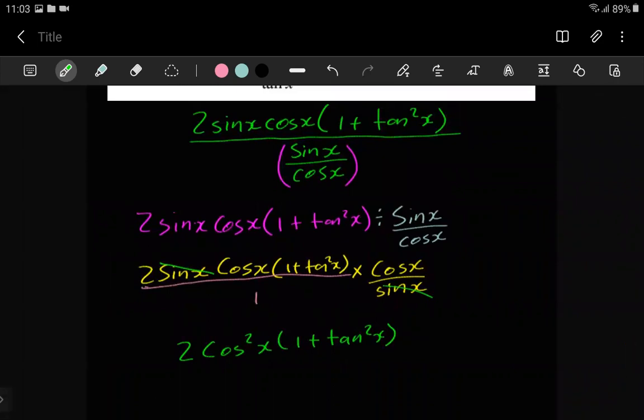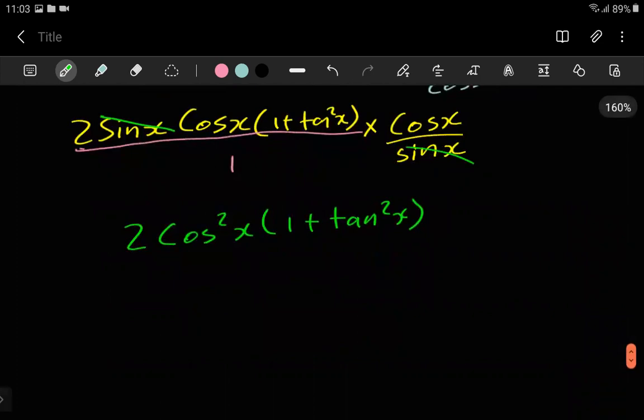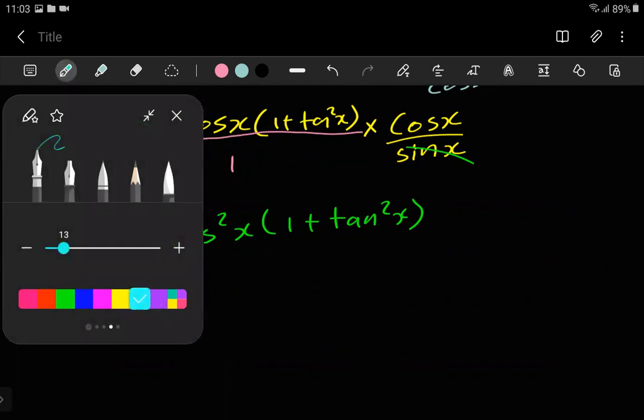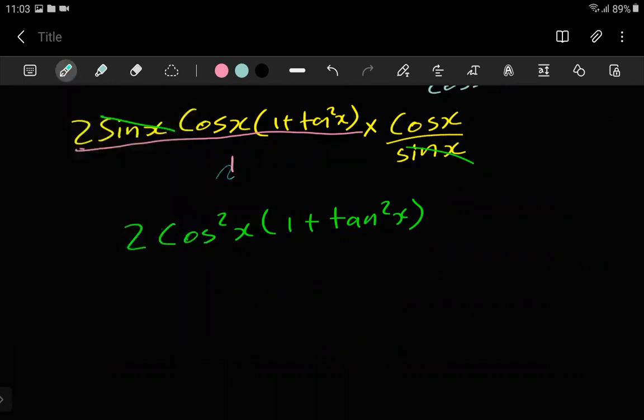Are we on the same page? Yes, we are. Nice. The only consolation here is that we have things that are squared: there's cos squared here, and tan is also squared. So the one thing you can do is multiply inside your brackets. You're going to have 2 cos squared x, plus 2 cos squared x with the tan squared x.